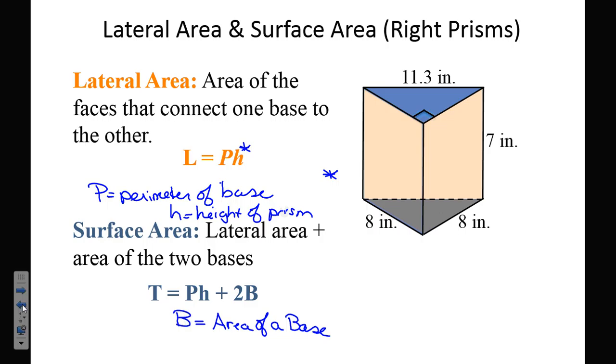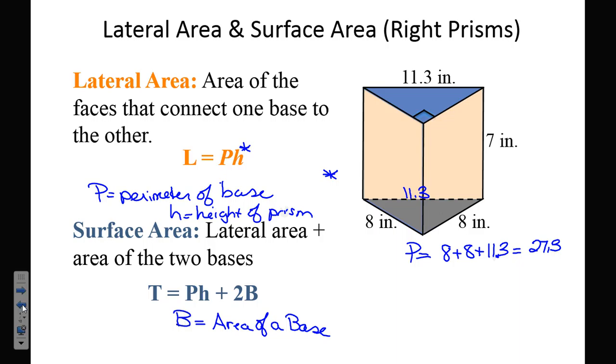So first we have to find the perimeter of the base. So you told me that the bases are triangles. Okay? To find the perimeter, capital P means add up all the sides on the base. 8 plus 8 plus 11.3. So 16 plus 11.3, 27.3. Okay?